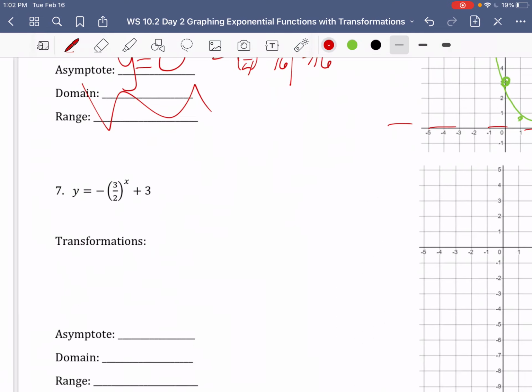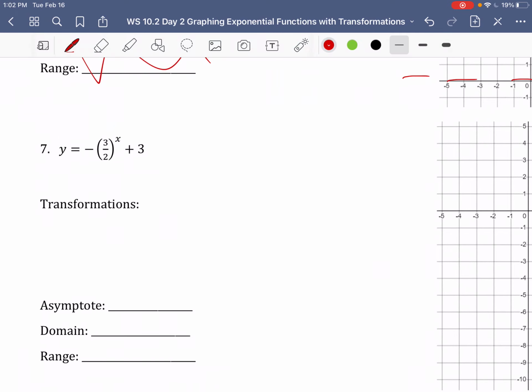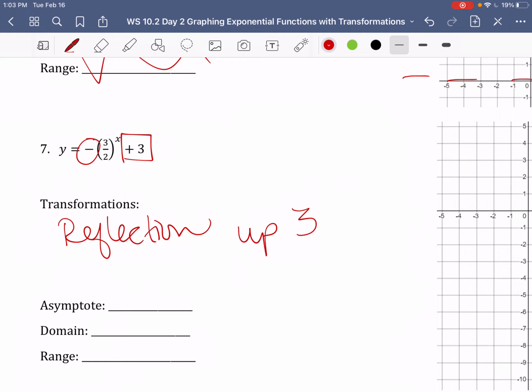7, we're not going to graph, but the transformation would be a negative, so it's a reflection. And it's a +3, so that would be up 3. So then right away, that would be your asymptote.